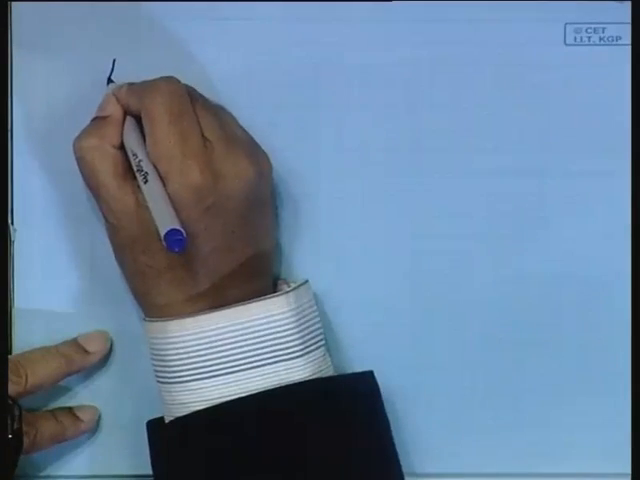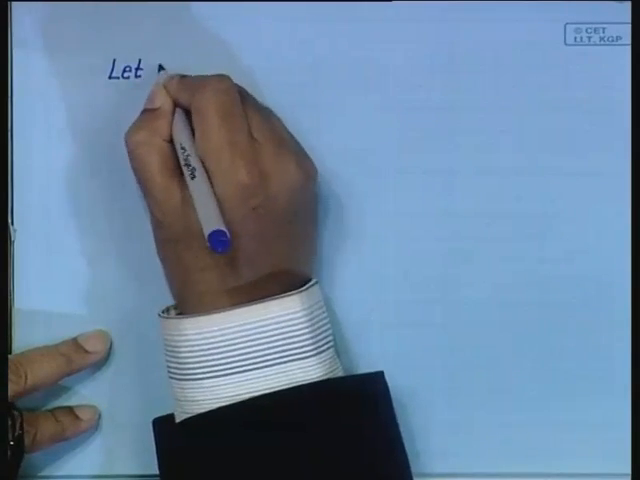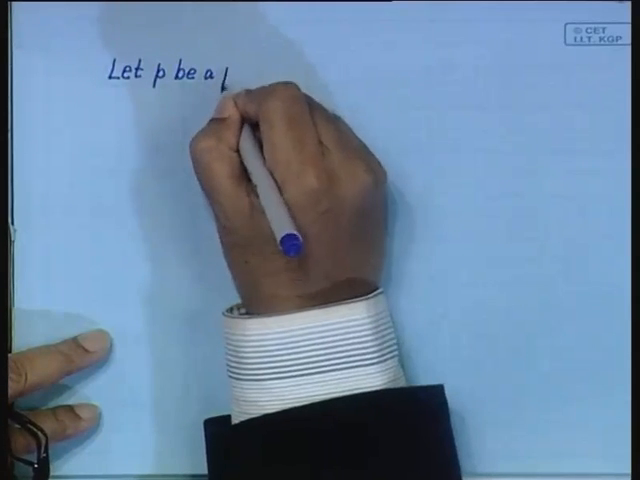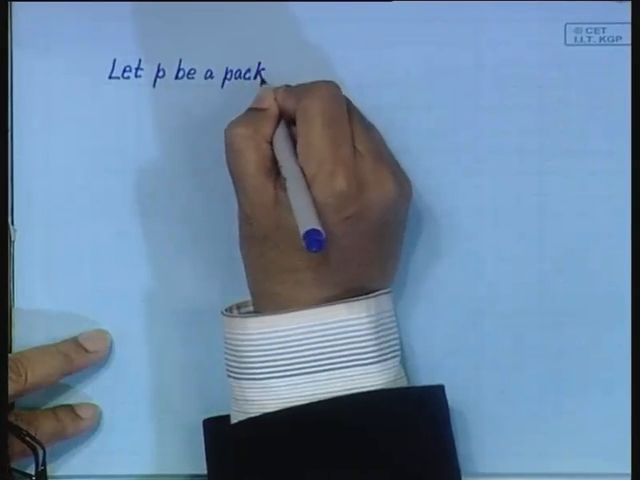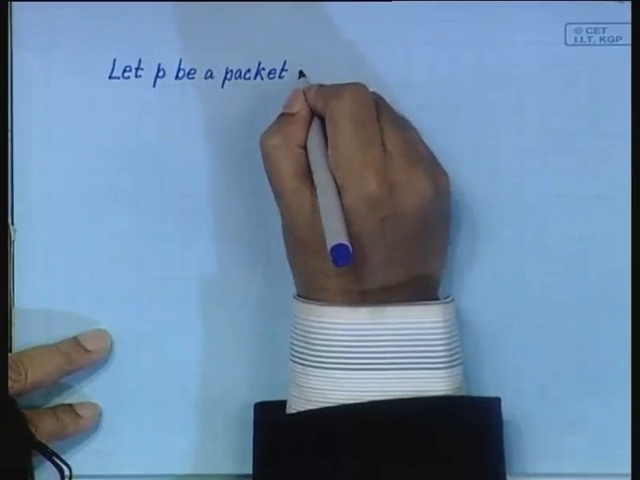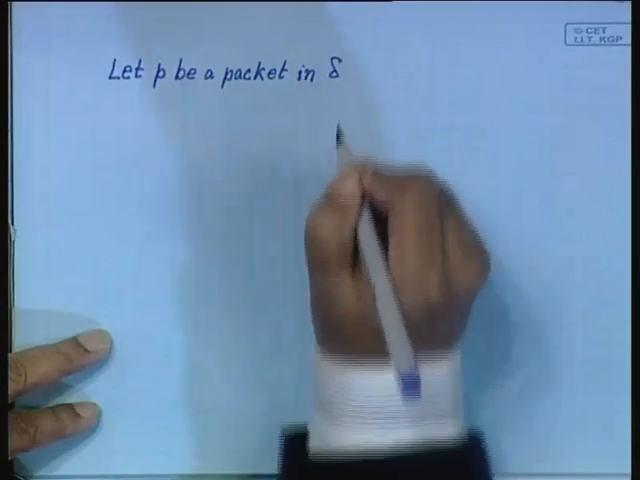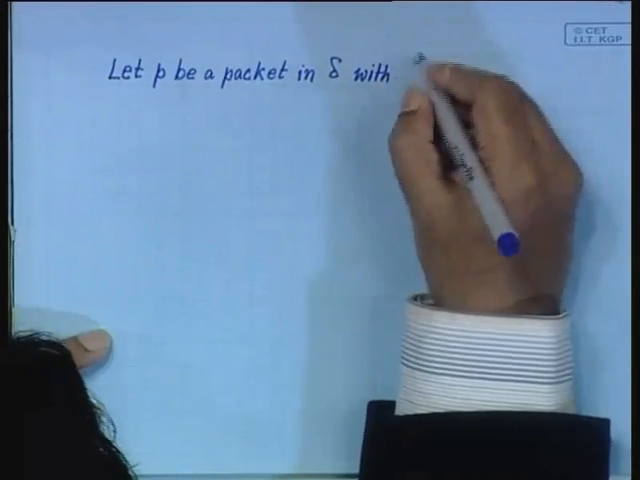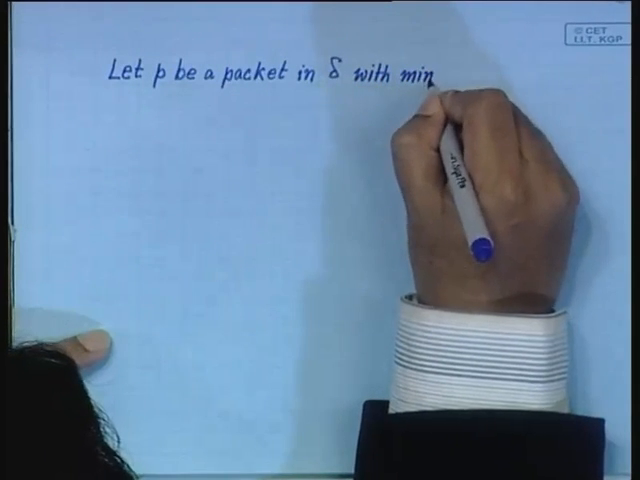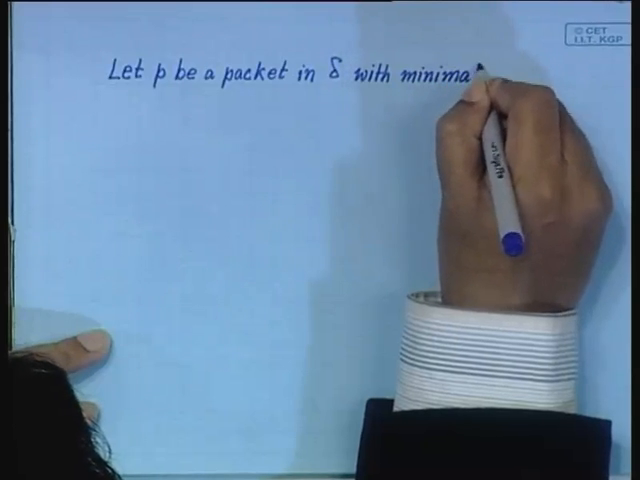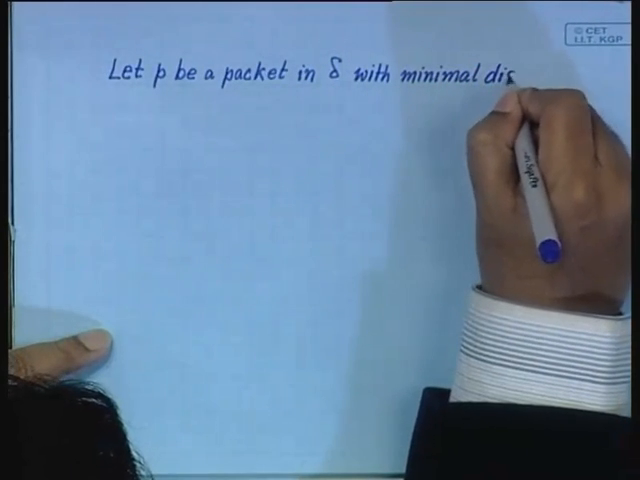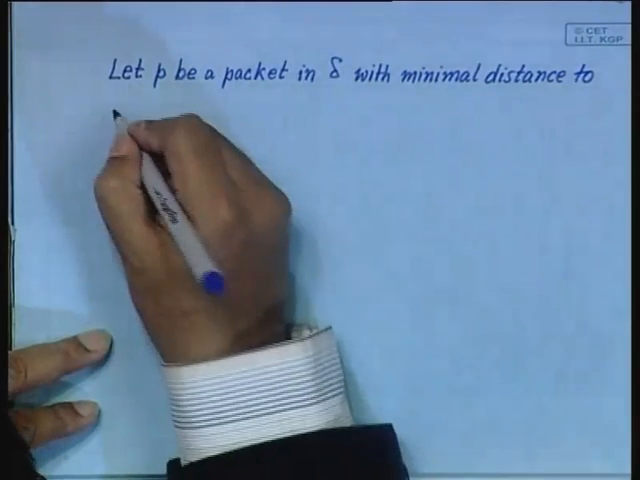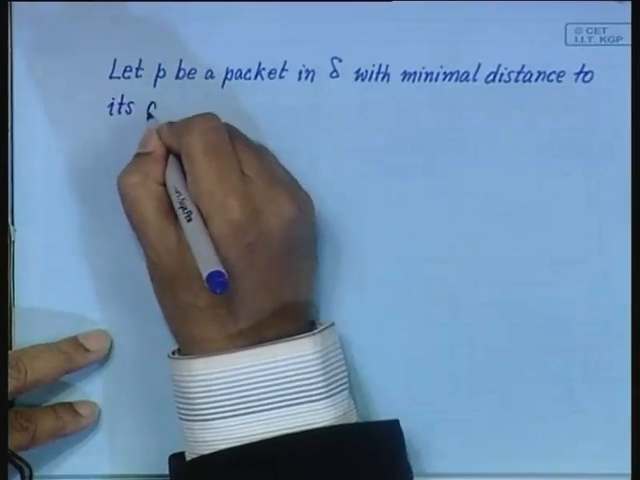Now let P be a packet in the configuration delta with minimal distance to its destination.